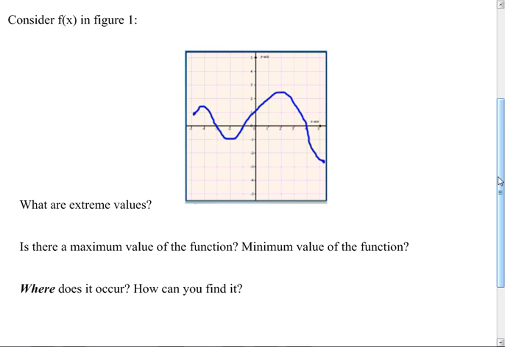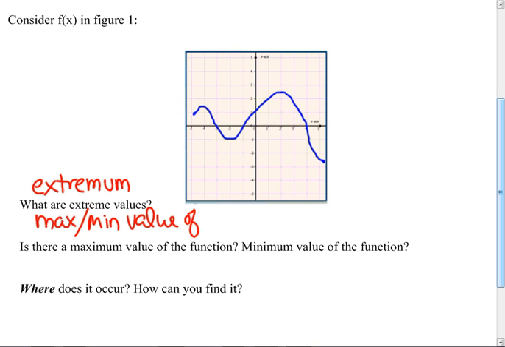Okay, there's my function. Extreme values. And they're going to use these words on the exam. They might call it extremum. They're just extreme values. So what they're looking for is the maximum/minimum value of the function. We get confused. Are they talking about the x coordinate or the y? The x is where these occur. I want the value of the function. That's the y value. And I'm going to repeat that many times.